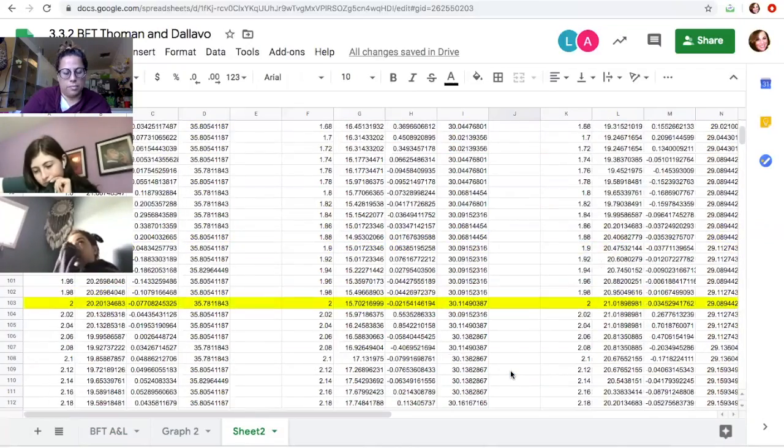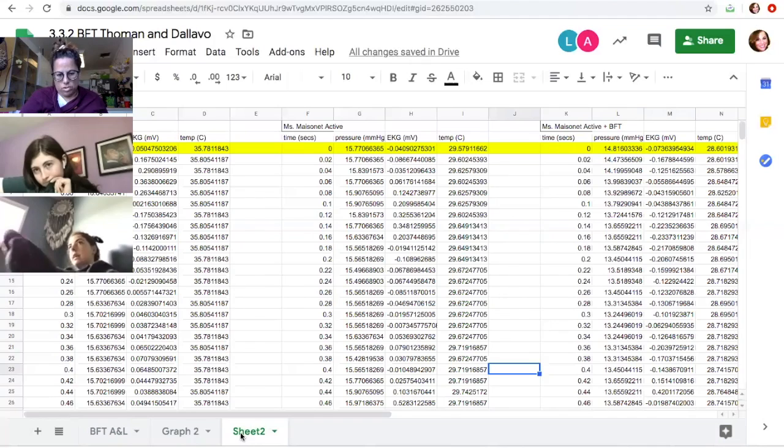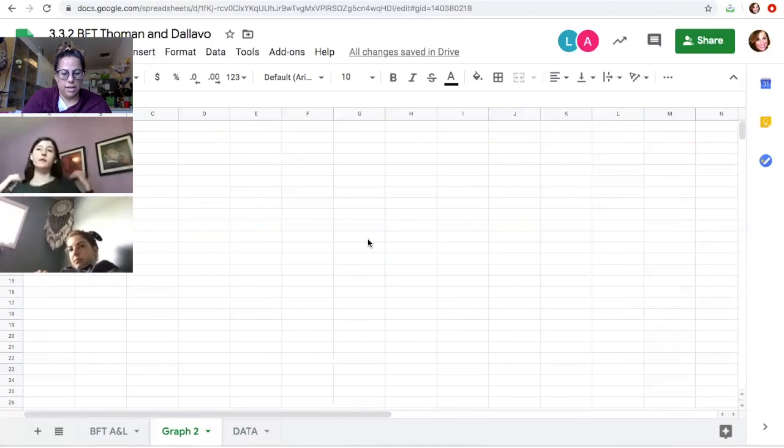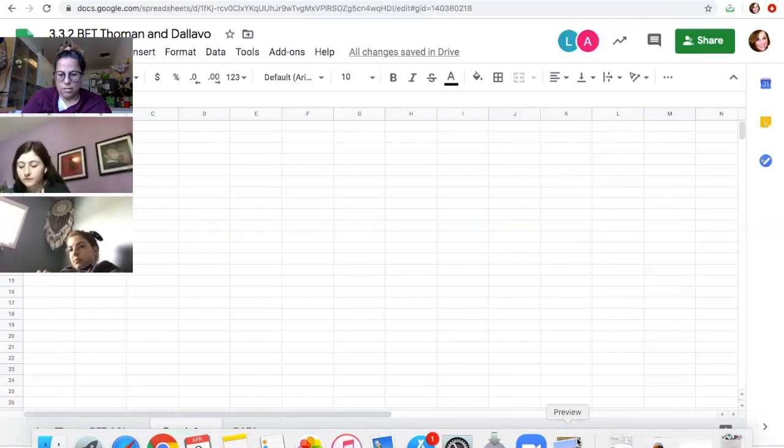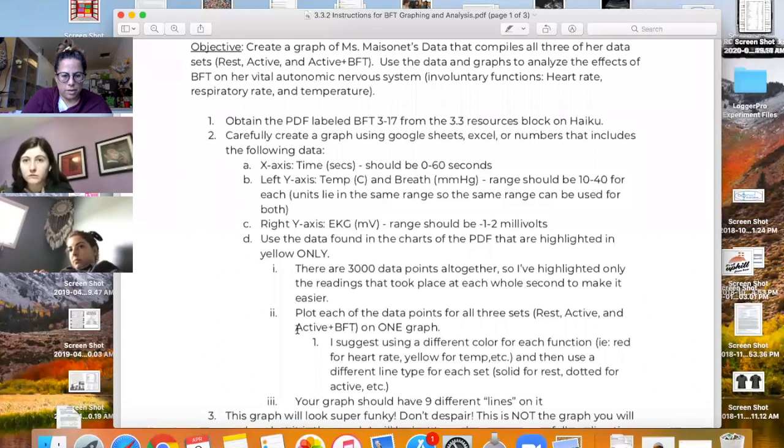Okay, ignore sheet 2. This is just data because we're done with that for now. Now you will have to use that PDF that I gave you of my own stuff. Where did we put it?